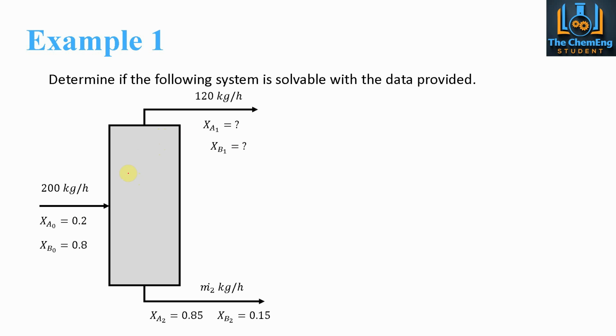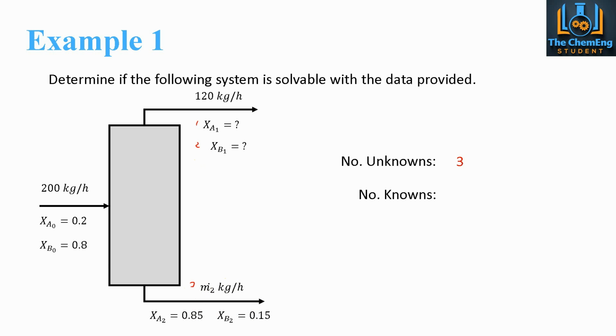So by analysing the data that we have, we can see here that we don't know the composition of the top stream. We know the flow rates of the inlet and the top product, but we don't know the compositions. So we have 2 unknowns here. This is number 1, this is number 2. And then here, we know the composition of the bottom stream, but we don't know the flow rate of the bottom product. So this would be number 3. So the number of unknowns is 3 in this case.